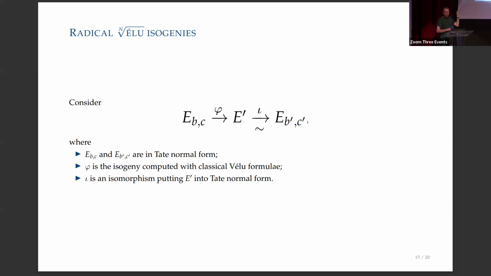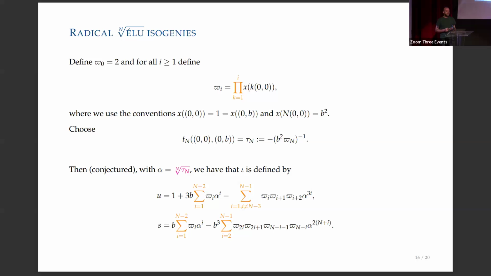However, if you split them like this, you actually can find a much more efficient formula. Namely, the first one is just the classical Vélu formula, which we know is linear in the degree of the isogeny. And then there's an isomorphism to put them back into the same form that we want to iterate these formulas. I'm going to show the formulas for this isomorphism.